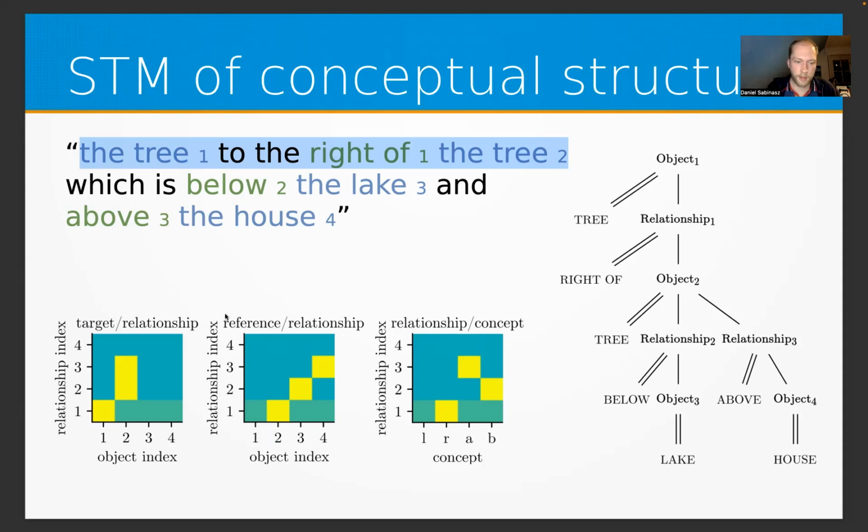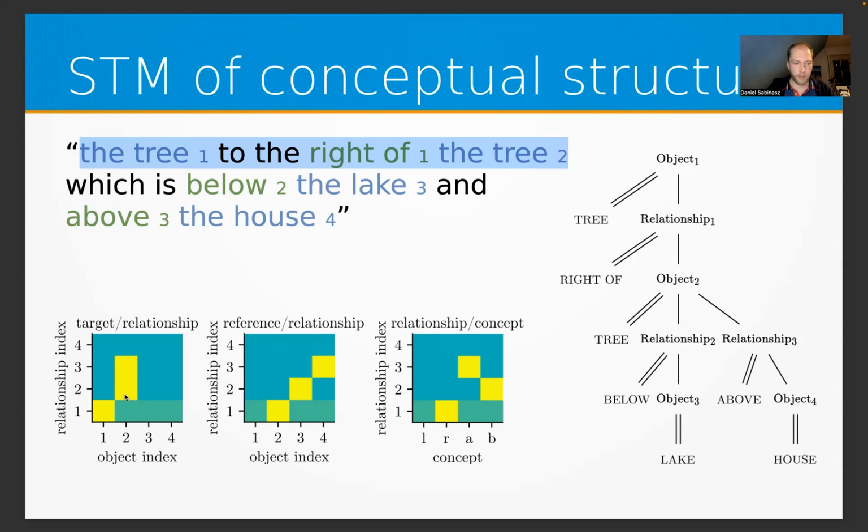And similarly, if we now look at this field here, which is also defined over the object index dimension and the relationship index dimension, that field allows us to bind objects to the reference role of a particular relationship. So this peak here, for example, binds the object with index 2 to the relationship with index 1. And this is precisely what we see here. So the object with index 2 is the reference object of this relationship. So in the tree to the right of the tree, where the second tree has index 2, this object with index 2 is the reference object.